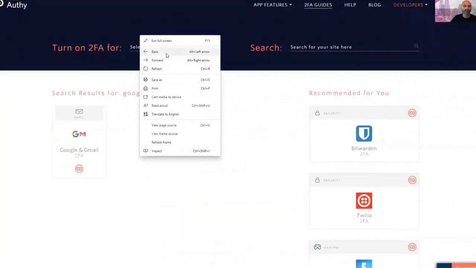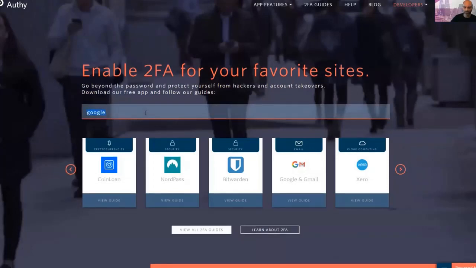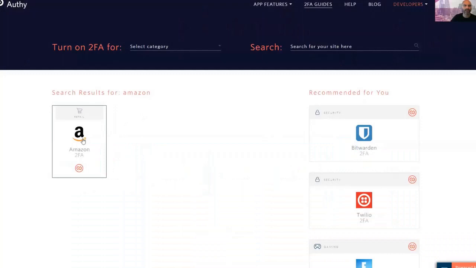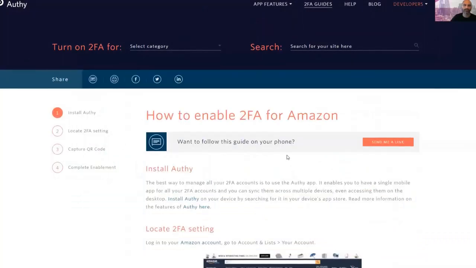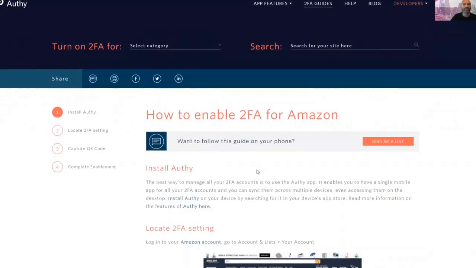Maybe you are also an Amazon shopper. Well, make sure you go to your Amazon account and enable 2FA, because you don't want people to be buying things on your behalf and with your money. You need to make sure your accounts are safe so that you don't get hacked.